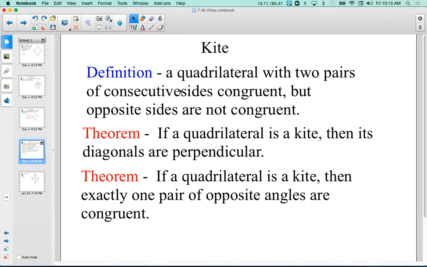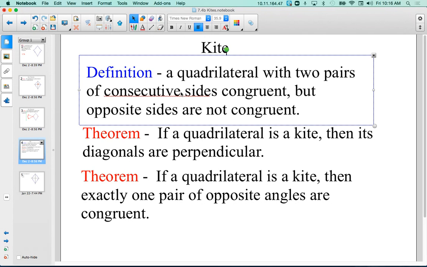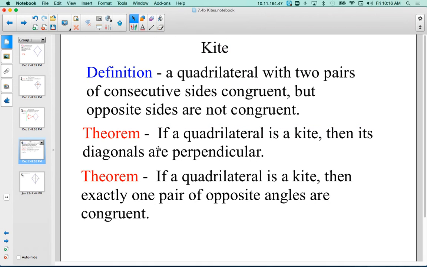So our kite definition: a quadrilateral with two pairs of consecutive sides congruent, but opposite sides are not congruent. Two theorems: if a quadrilateral is a kite, then its diagonals are perpendicular. And if a quadrilateral is a kite, then exactly one pair of opposite angles are congruent. Okay?